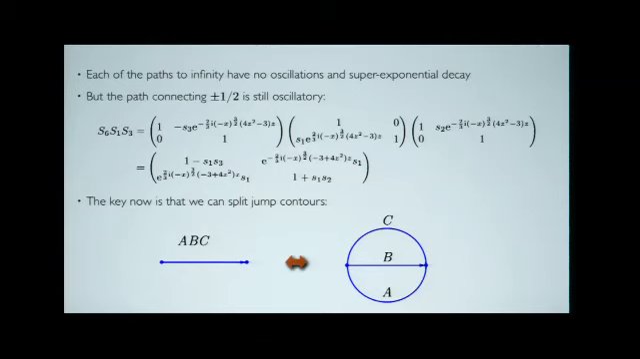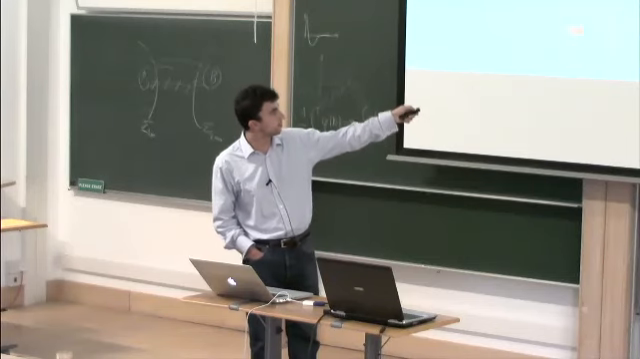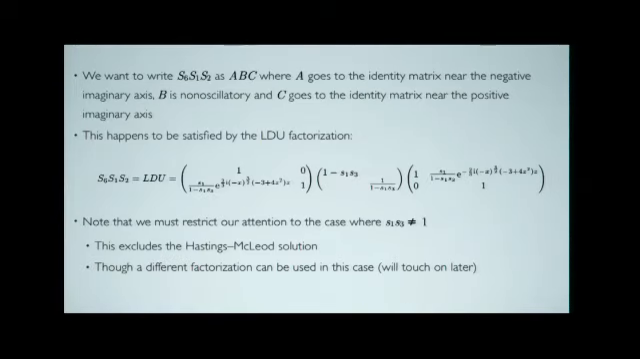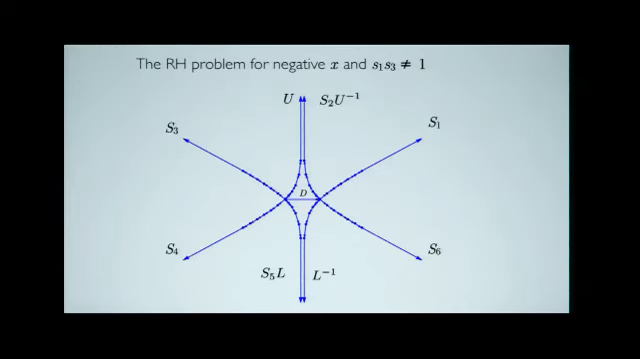Fortunately, if we have this jump curve, these are matrices A, B, C, we can split it by putting C above, B in the middle, and A below. And fortunately, the LDU decomposition factorization satisfies that it will exponentially decay in each of those regions, so we can use that. And then we get this Riemann-Hilbert problem.